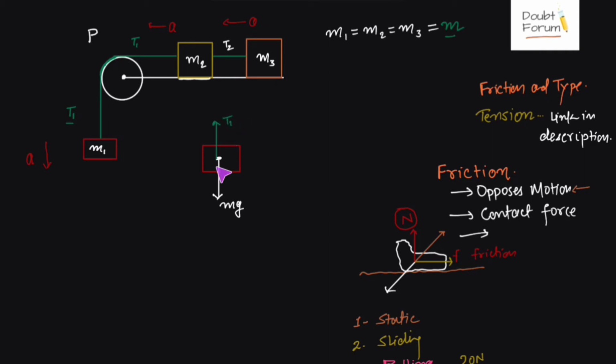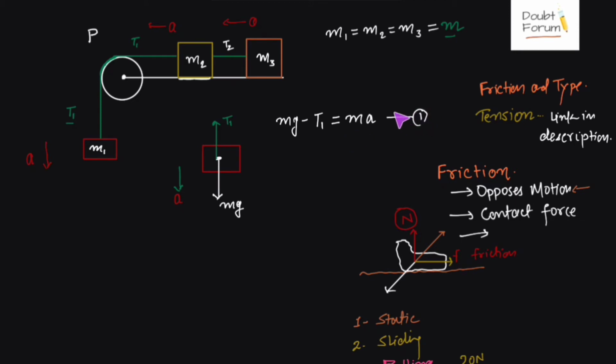Now, this block is moving downwards with an acceleration of A. It means the downward force is larger than the upward force. That is why there is a net force in the downward direction, and that is why there is a net acceleration. So the net force would be mg minus T1, and this net force is equal to mass times acceleration, as per Newton's second law. Net force is equal to mass times acceleration.